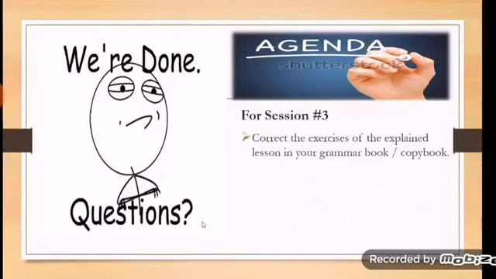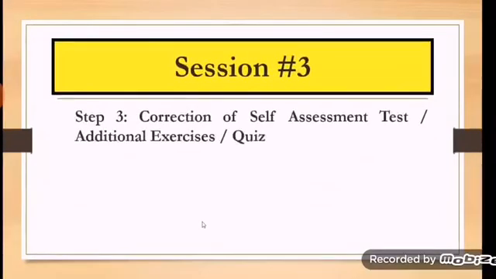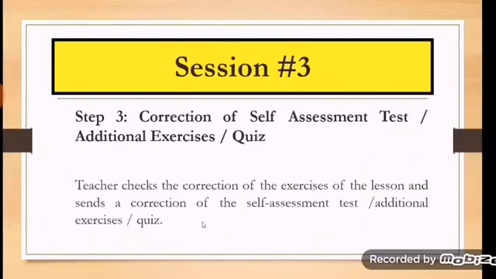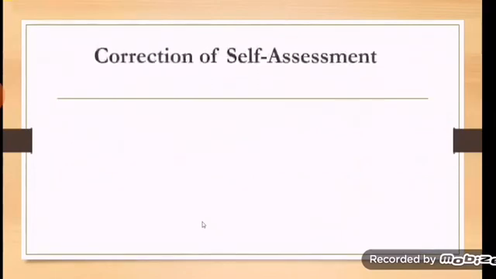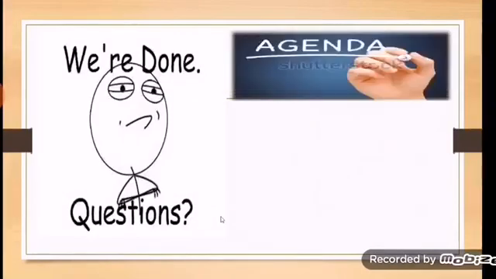For session 3, we ask students to correct the exercises of the explained lesson in their grammar books or copybooks, and solve the self-assessment test or the additional exercises or the quiz that was sent. So in session 3, correction of the self-assessment test that was sent in session 2, the teacher checks the correction of the exercises of the lesson and sends a correction of the self-assessment test or the additional exercises or the quiz. Here is the correction of the self-assessment test sent before. So that's it, we're done with session 3.